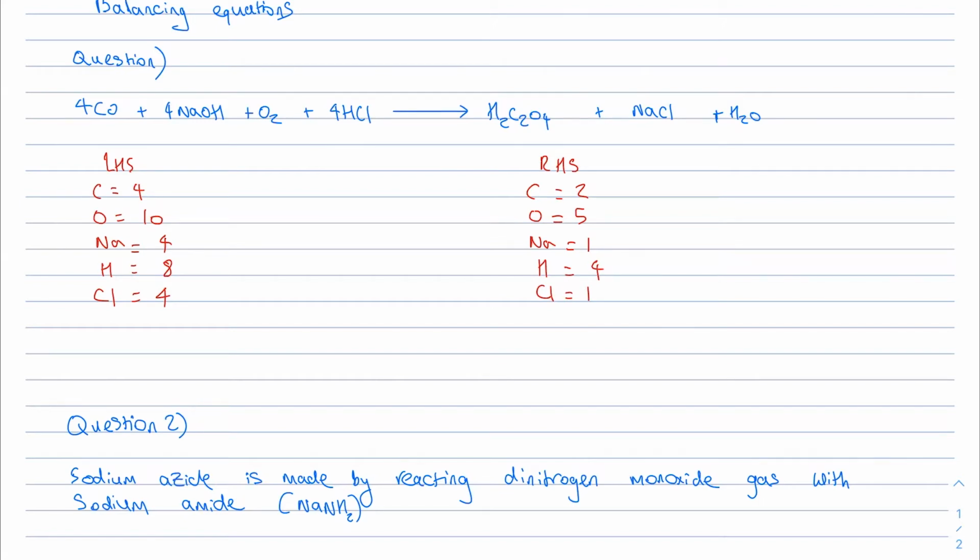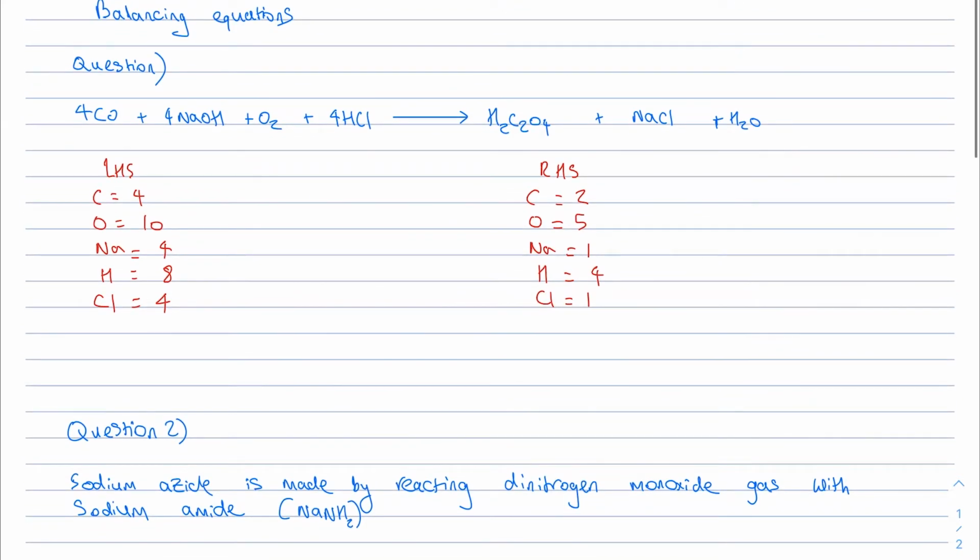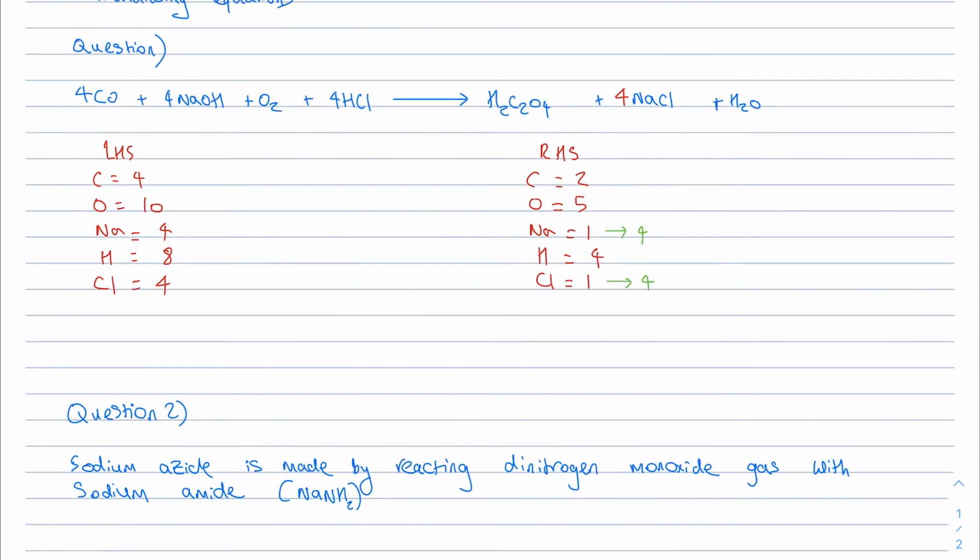The first thing we can see is that on the left hand side we have 4 Na, but on the right hand side we only have 1. And we can easily balance the Na by simply putting a 4 in front of the NaCl. And now we have balanced the sodium and the chlorine. We can see that on the left hand side we have 4C, but on the right hand side we only have 2 carbons. So what we can do now is we can put a 2 in front of this H2C2O4, and this will balance our carbons.